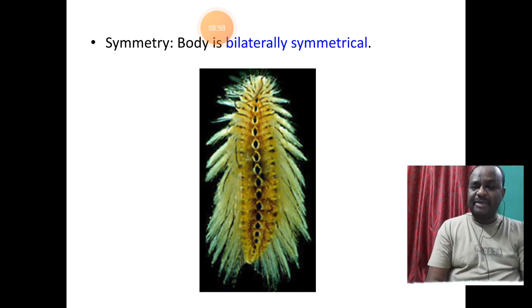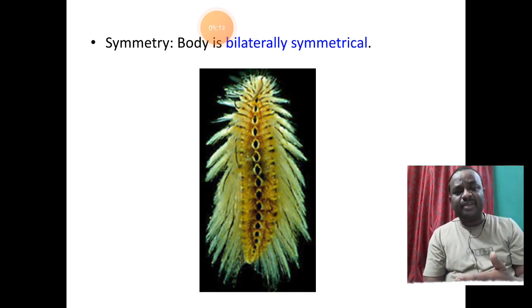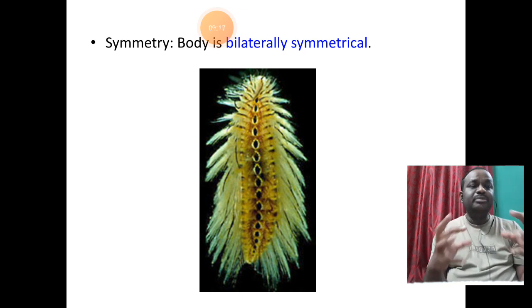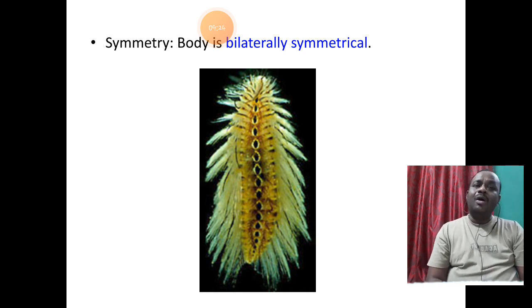Coming on to body symmetry. Symmetry, as we have understood, is when the body of an organism is divided along the anteroposterior axis or longitudinal axis, from the head to the anal region, to get 2 mirror images; then the symmetry is called bilateral symmetry. Students, remember, all annelids show bilateral symmetry. Hence, the body of this organism is bilaterally symmetrical.